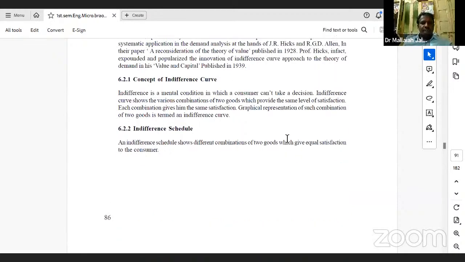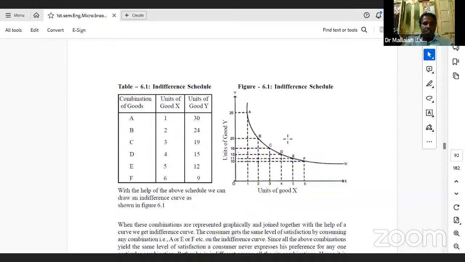We are talking about the indifference curve. As I said, there are different combinations: A combination, B, C, D, E combinations. In A combination, when he purchases, X commodity is 1 and Y commodity is 30. How much satisfaction is the consumer getting while consuming these two commodities? At the same time, B combination also gives the same level of satisfaction. Or C, where commodity X is increasing and at the same time commodity Y is decreasing.